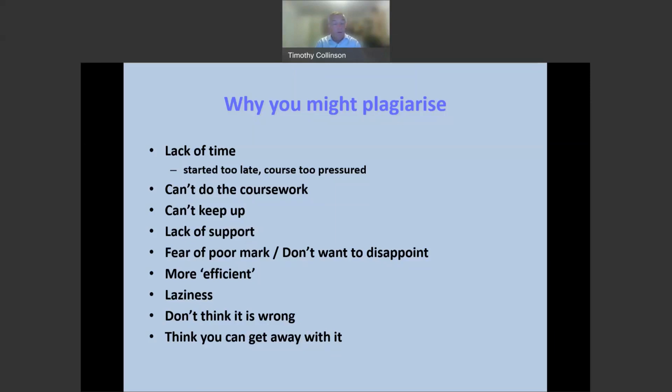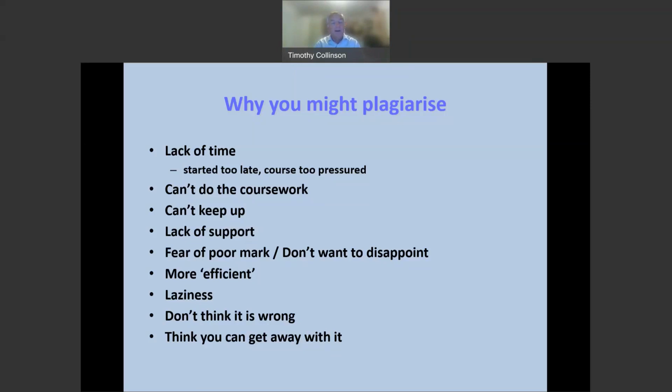There might be the fear of a poor mark or not wanting to disappoint. That might be not wanting to disappoint yourself or colleagues or your tutors or perhaps even parents or something like that. So it can be a very strong motivation to try plagiarism as a solution to it, but it doesn't help in the long run. Some people see it, of course, as more efficient and a quicker way of doing things, but it's not very efficient, of course, when you're in trouble for it.